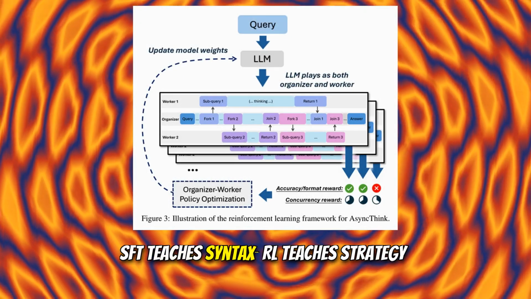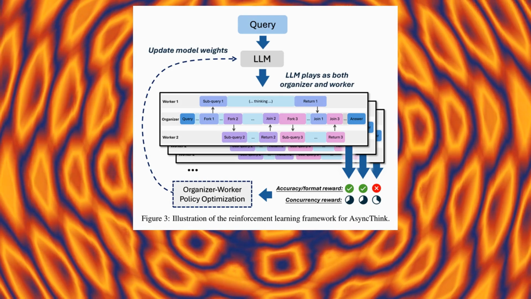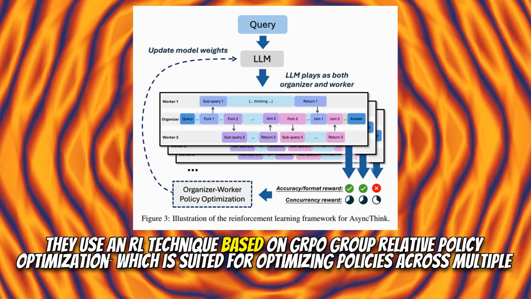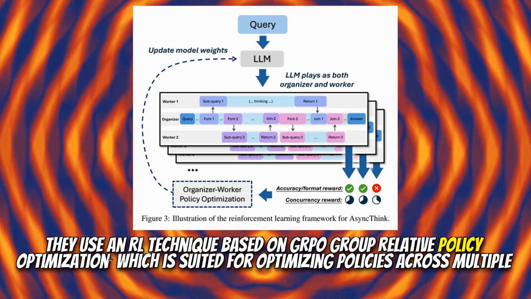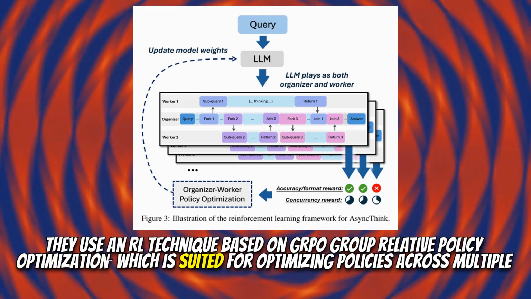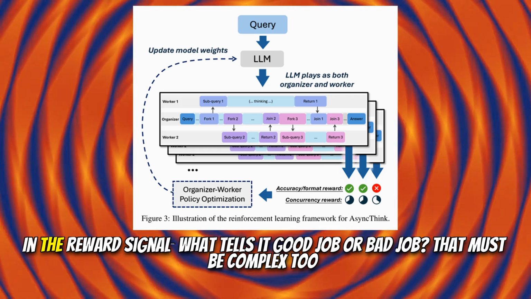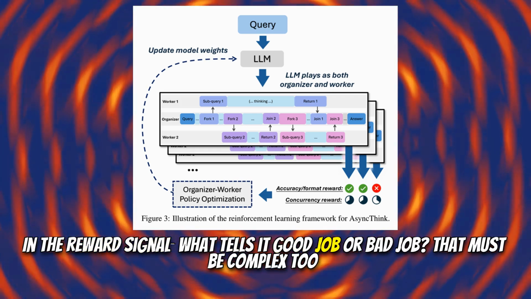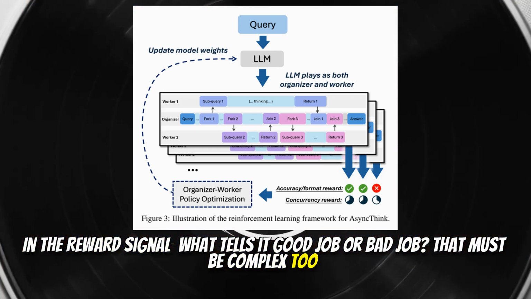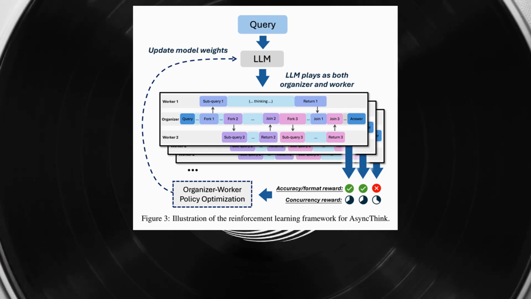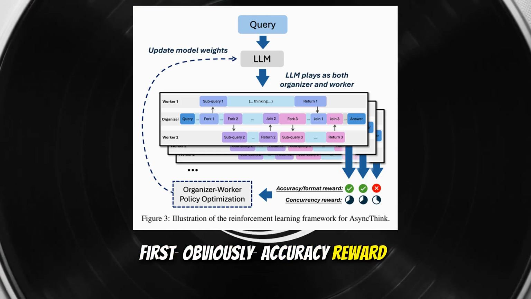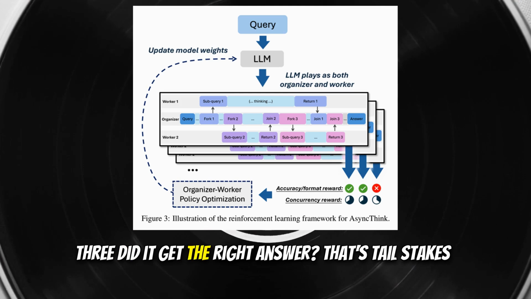SFT teaches syntax. RL teaches strategy. They used an RL technique based on GRPO, group relative policy optimization, which is suited for optimizing policies across multiple possible execution traces. And the reward signal, what tells it good job or bad job, that must be complex too. It had to balance 3 things. First, obviously, accuracy reward. Did it get the right answer?